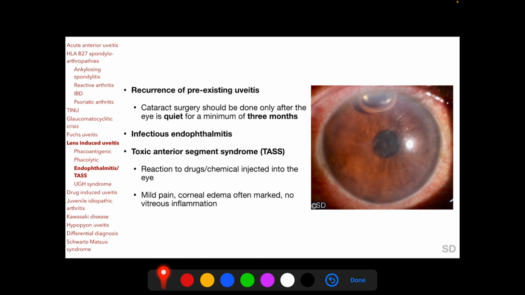Infectious endophthalmitis following surgery also belongs in the differential diagnosis of post-surgical inflammation and is a dreaded condition, and it will be discussed in a subsequent session. Toxic anterior segment syndrome or TASS is a non-infectious condition and occurs due to reaction to drugs or chemicals injected into the anterior chamber during a surgical procedure.